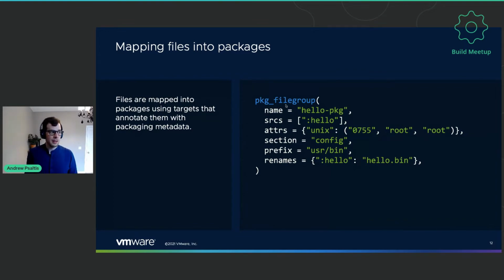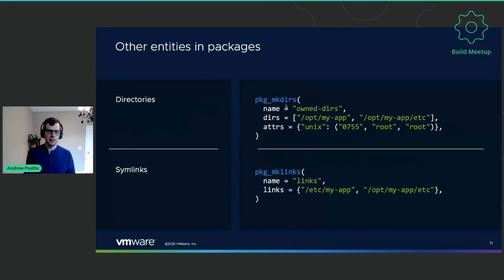So next up, other entities you might often find in packages, things like directories and symbolic links. We have a pkg_mkdirs rule, which provides the capability of creating a directory inside of a package with specific attributes. And pkg_mklinks does something similar with symbolic links. Links in this case are a target to source map.